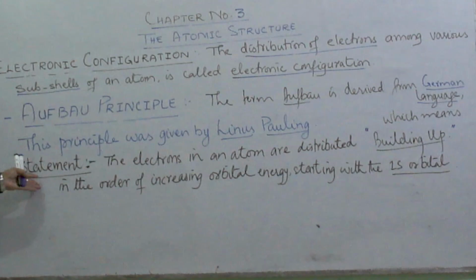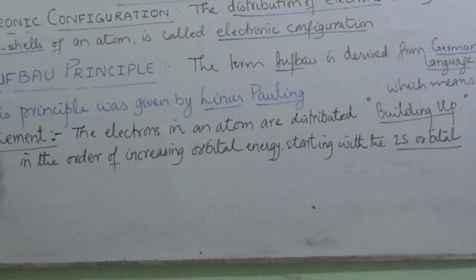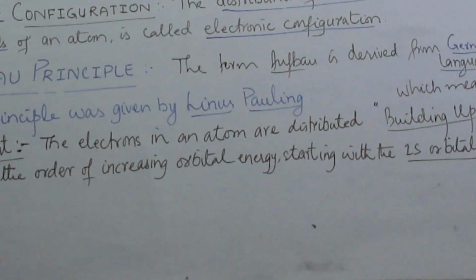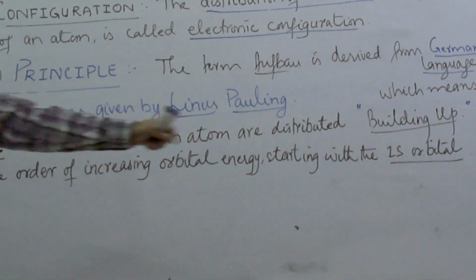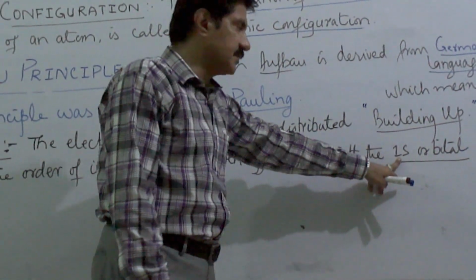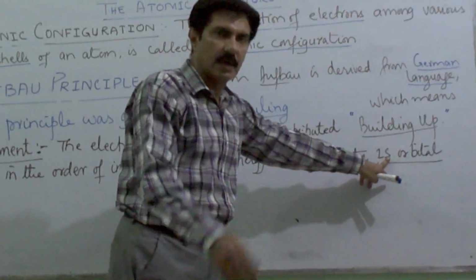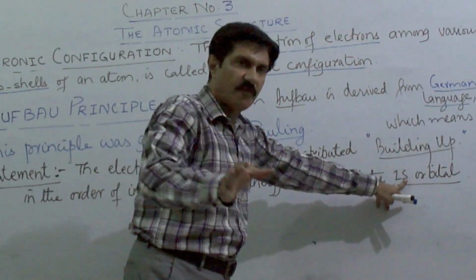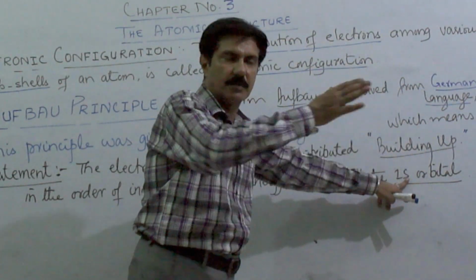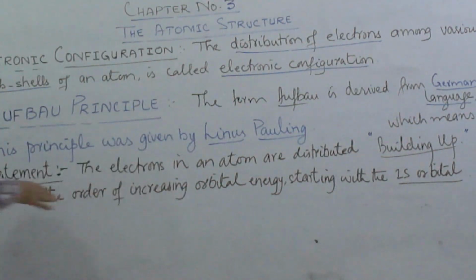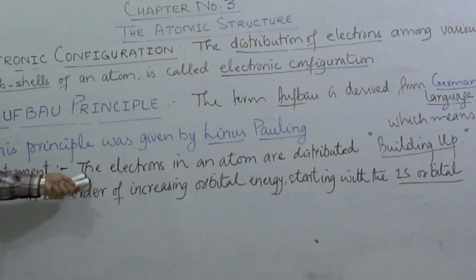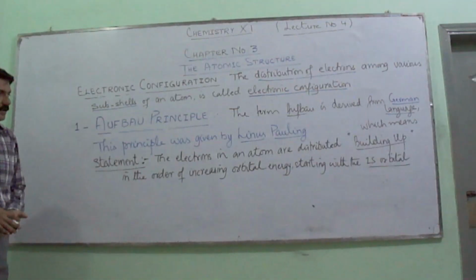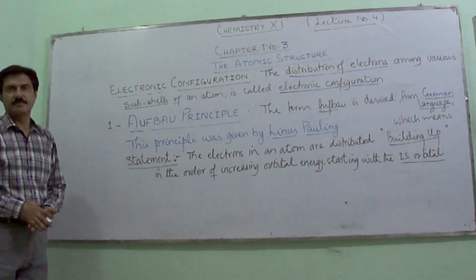This is the simple statement of the Aufbau principle, which says that if you are going to distribute the electrons in the atom, you have to start filling up electrons in the very first orbital, very first shell. The first shell is K shell, and in K shell there is only one orbital, the s orbital, so you have to keep filling the electrons starting with the 1s orbital. First shell will be filled, then the second one, then the third one, and so on. So this is the basic principle, the Aufbau principle, whose statement says that electrons in the atom are distributed in the order of increasing orbital energy, starting with the 1s orbital.